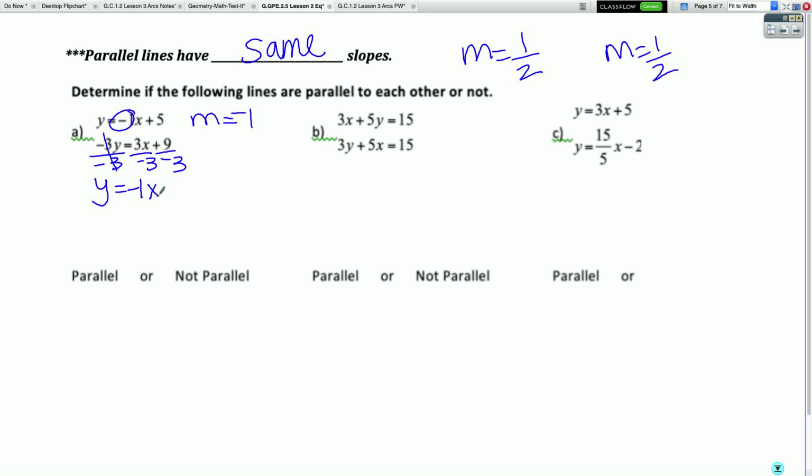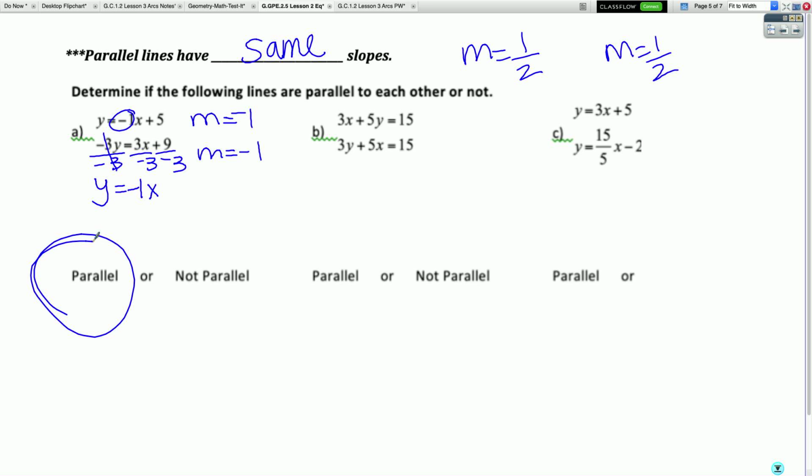So what's my slope? Are these the same slope? Yes. So these are parallel. Okay, let's look at the next one. Did they make it easy on us? No, they did not.